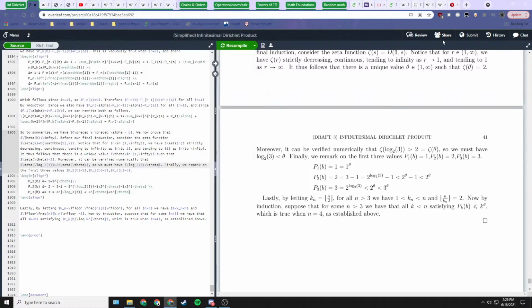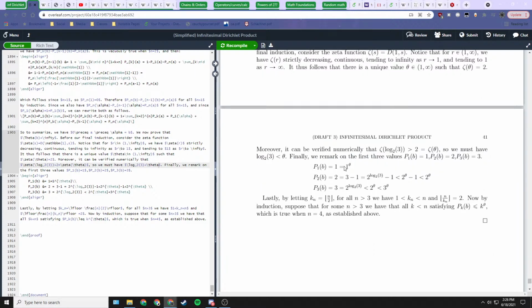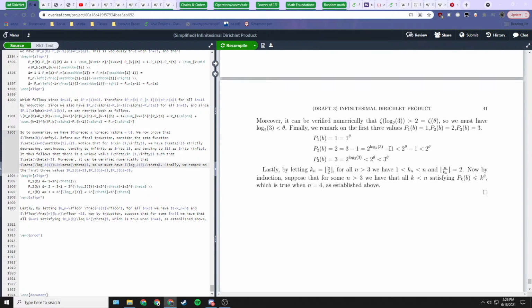Anyway, we could maybe justify this a little more, but zeta of log base 2 of 3 is greater than 2, which is, as we know, zeta of theta. So we must have log base 2 of 3 less than theta. So finally we mark on these first 3 values. That sets up our initial conditions for our induction.